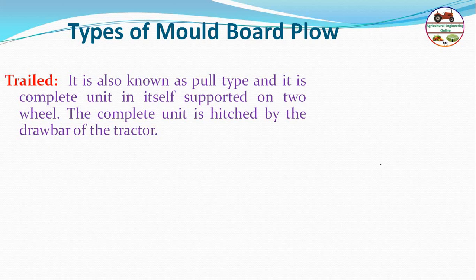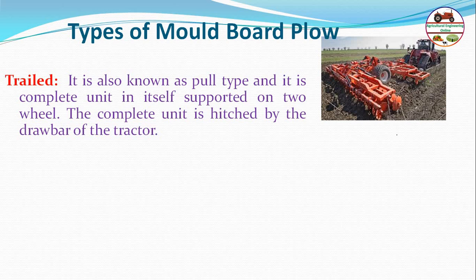Now, in the form of hitching, how it is pulled by the power source, it can be classified as trailed. The trailed one is known as the pull type mold board plough, and it is a complete unit itself, supported on two wheels. You can see here, it's a very big one, and there are two wheels here and here. These two wheels mostly support the mold board, and the complete unit is hitched by the drawbar of the tractor. Here the hydraulic system is generally not used. So it is a trail type.